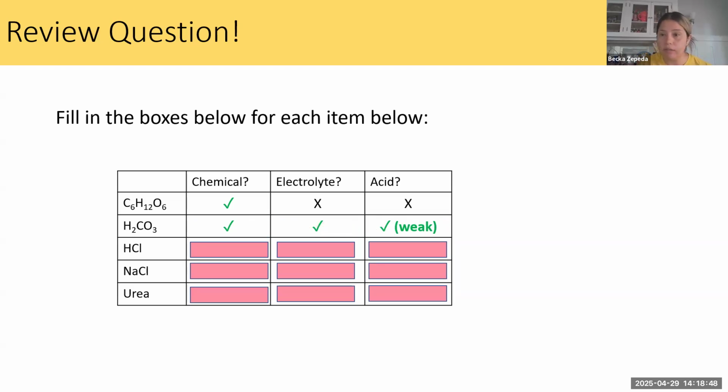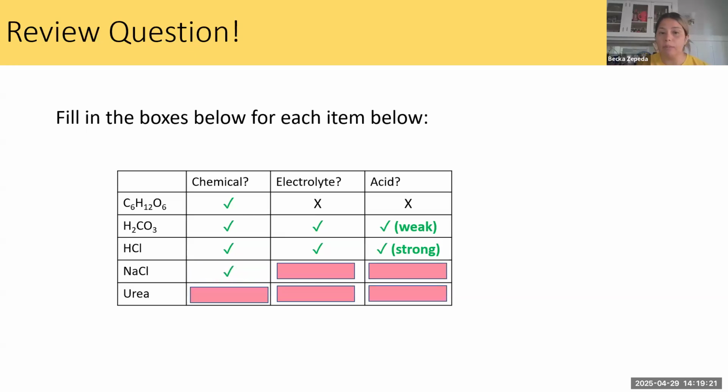Next is HCl. Is it a chemical? Yes, it is a chemical. Is it an electrolyte? Yes, it is an electrolyte. It does dissociate in solution. Is it an acid? Yes, and it's a strong acid, hydrochloric acid. It only has a hydrogen ion and a chloride ion as a part of its chemical makeup, and when it is in solution, it completely dissociates, gives up the hydrogen, gives up the chloride, and so it's considered a strong acid.